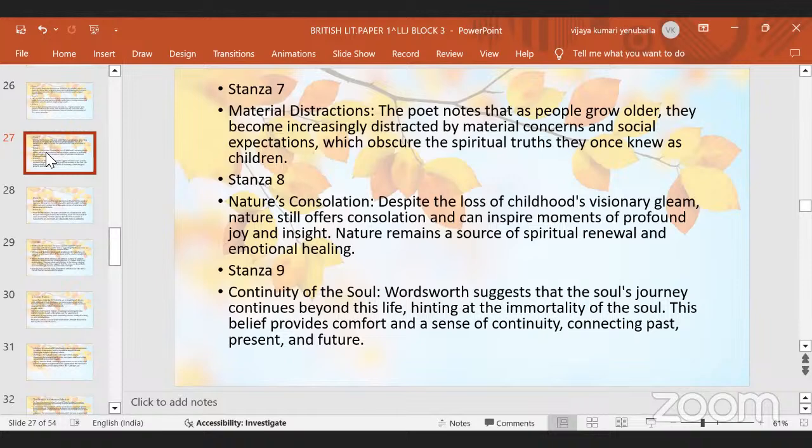Nature's consolation. Despite the loss of childhood's visionary gleam, nature still offers consolation and can inspire moments of profound joy and insight. Nature remains a source of spiritual renewal and emotional healing. So he says, don't worry, even though you are losing all this, nature is always ready because nature is God. So nature is a never-ending source. It offers unlimited opportunities, ideas, and solace, so that man can take spiritual renewal and emotional healing from nature. That means nature acts as a doctor to console our problems.